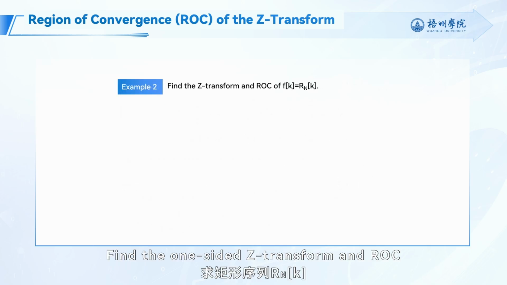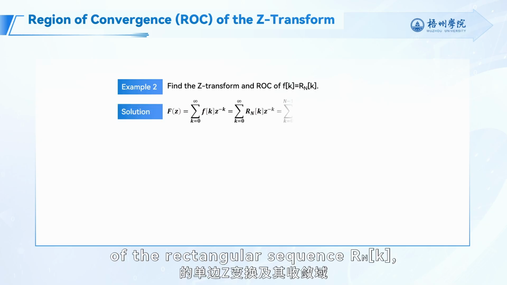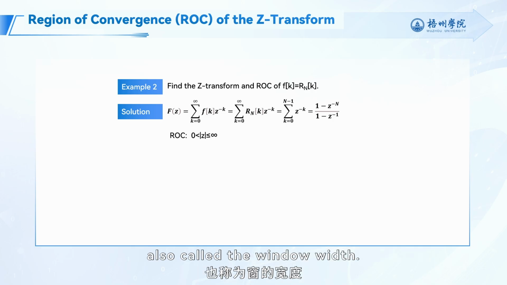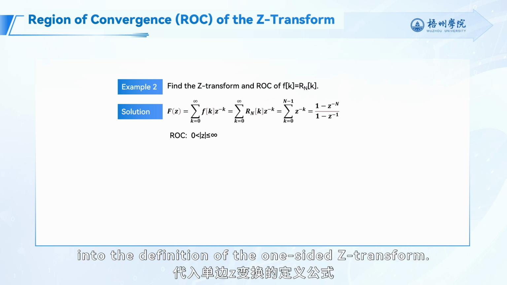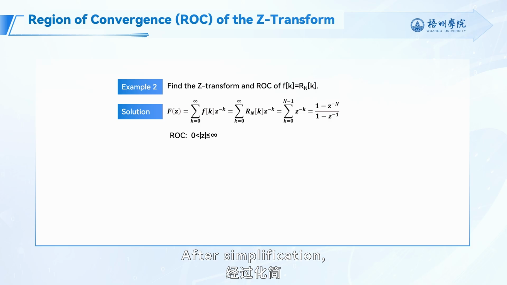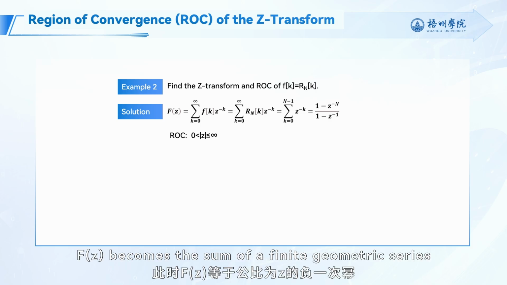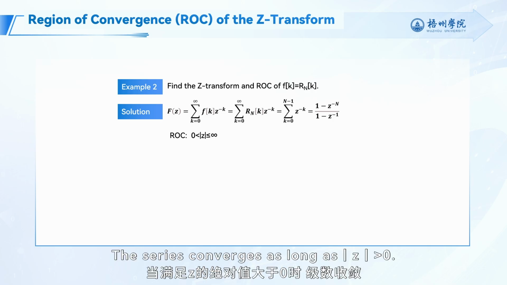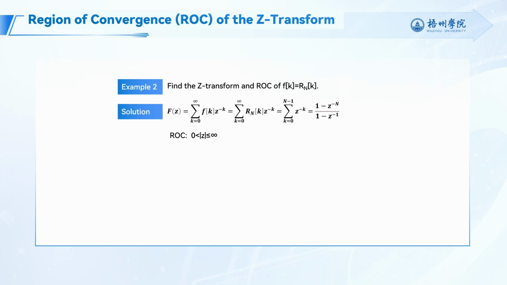Example 2. Find the one-sided Z-transform and ROC of the rectangular sequence R_n[k], where n is the length of the rectangular sequence, also called the window width. This sequence is therefore a finite-length causal sequence. First, substitute the rectangular sequence into the definition of a one-sided Z-transform. After simplification, F(z) becomes the sum of a finite geometric series with common ratio z to the minus 1. The series converges as long as the absolute value of z is greater than 0.